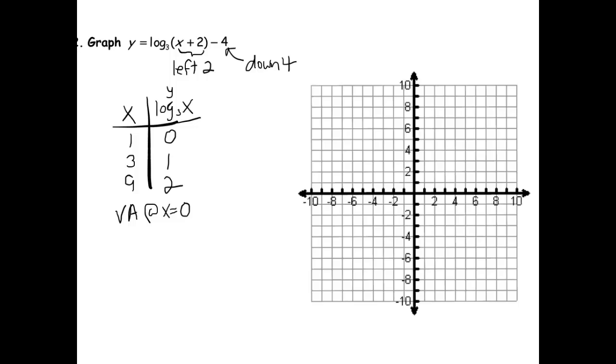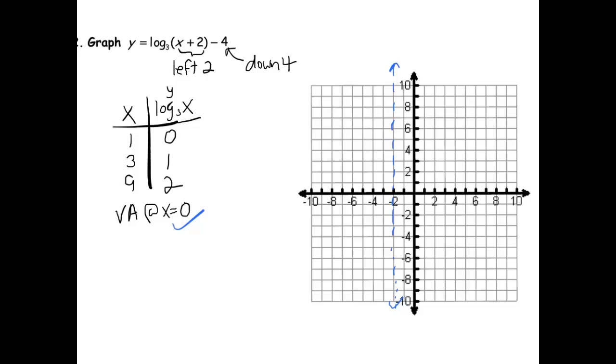And here I go. I'm going to start with my vertical asymptote. It was at x equals 0, that's the y-axis. I am now moving left 2. That would put me at negative 2. And if I moved that dotted line down 4, you'd notice it would just be on top of itself. So when you move a vertical line up or down, you don't even notice it. So we've done the vertical asymptote. Excellent.